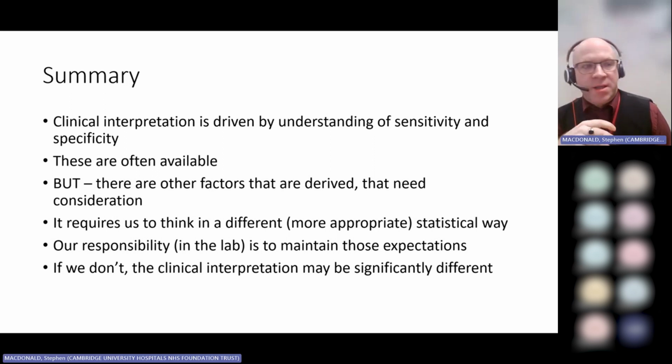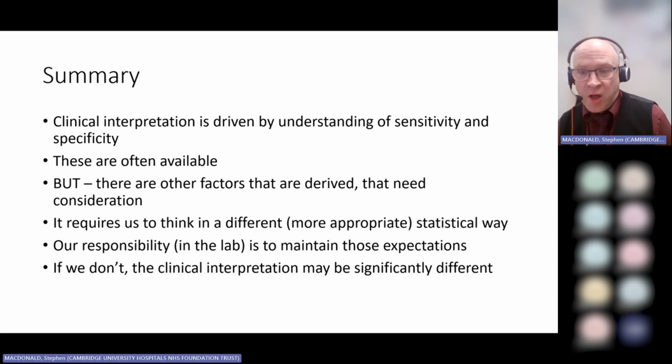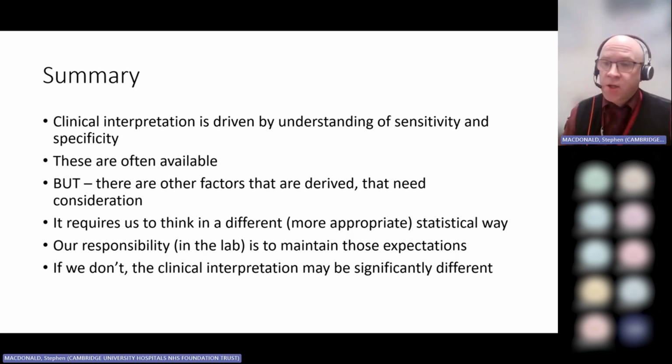So to finally summarize, clinical interpretation is driven by understanding of sensitivity and specificity. That's what we get asked: how sensitive is your test to pick up this, that, and the next thing? When the information is available, we don't often get confidence intervals around that, which is ridiculous because we should. And we spoke about confidence intervals in the first webinar. Sensitivity and specificity are ultimately determined by the design of the clinical diagnostic studies that were done. That's information that we need so that we can pass it on to our test and our test performance.